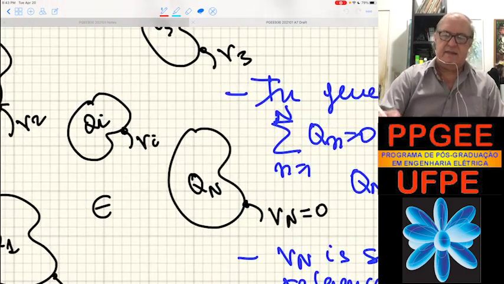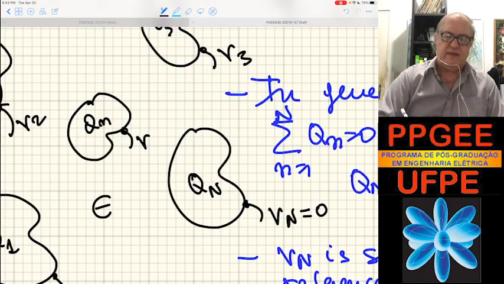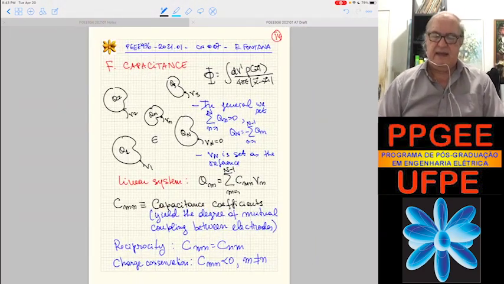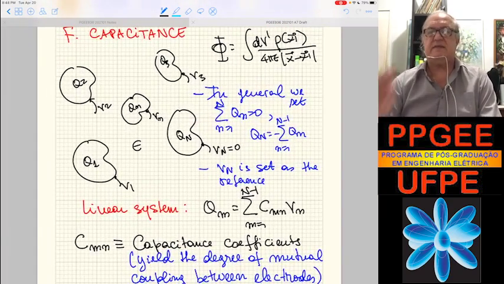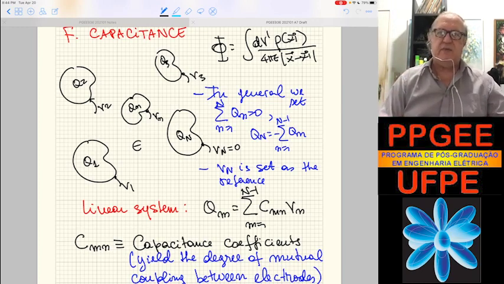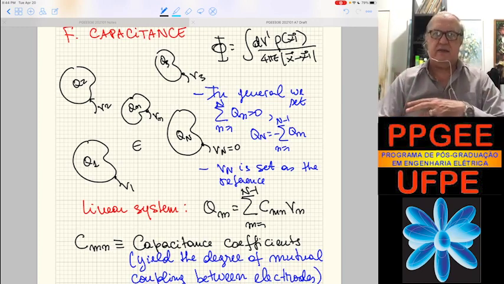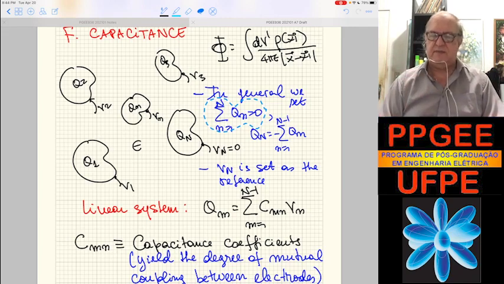This is the nth electrode. Let's change the letter here according to my notation. This is Qn, potential is Vn. We have n electrodes. In general, the system is neutral. What we do is transfer charges between one electrode and the remaining electrodes. So the total charge in the system generally is zero, right? You just transfer charge from one electrode to the other.